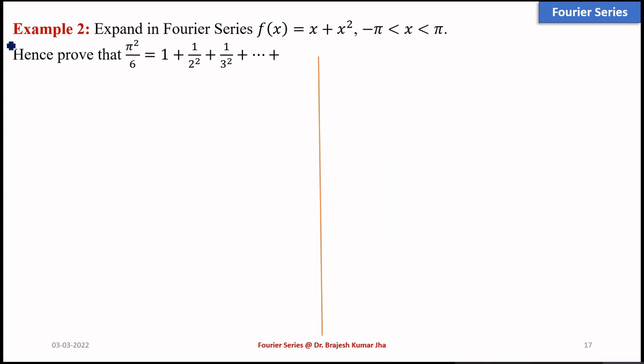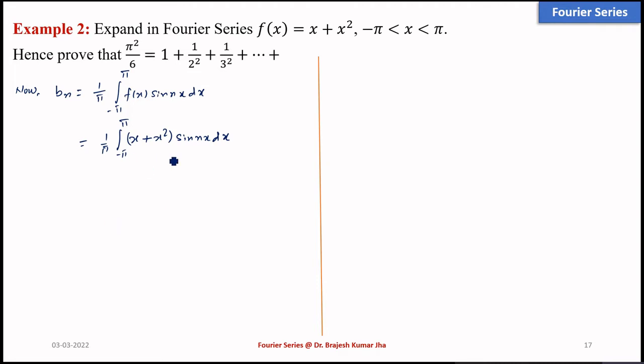Next, what we do here, now we calculate bn. So what is the formula for bn? It is 1 upon pi, integral from minus pi to plus pi, f(x) sin nx dx. This we get. So it will be equal to 1 upon pi. We will do the same thing here. Minus pi to plus pi, x plus x squared, sin nx dx.